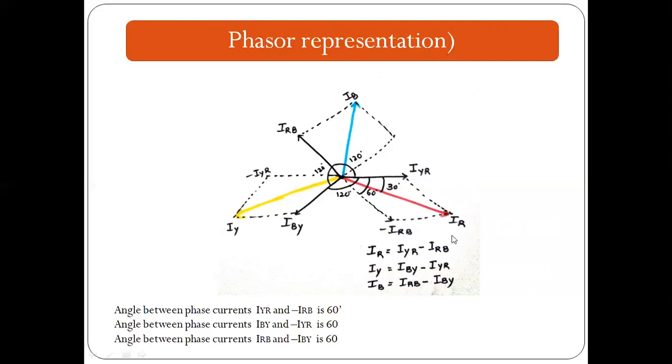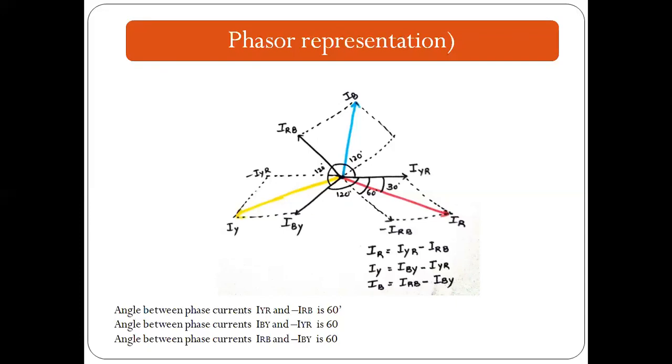We can observe that IR is the difference of IYR and IRB. How have we got minus IRB here? If you extend IRB in the opposite direction, it will be minus IRB. Then adding with the help of the parallelogram law, we get IR. Similarly, we have done this for all three. And the angle between these phase currents.